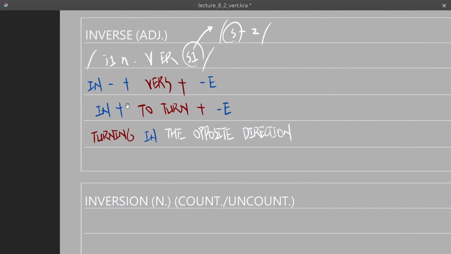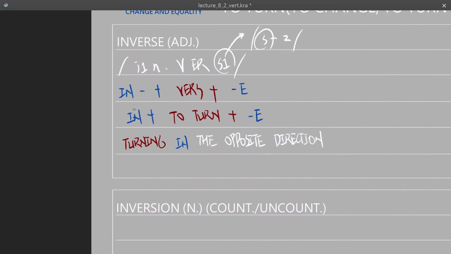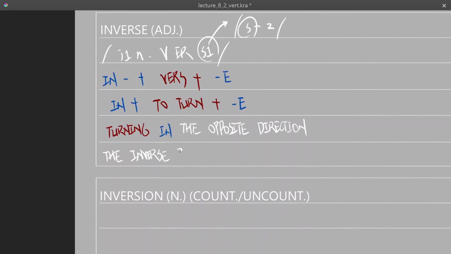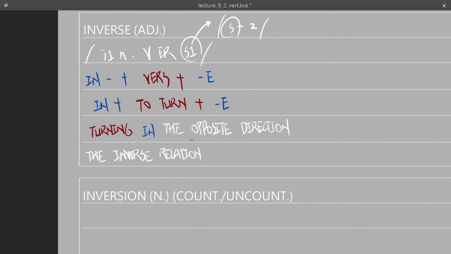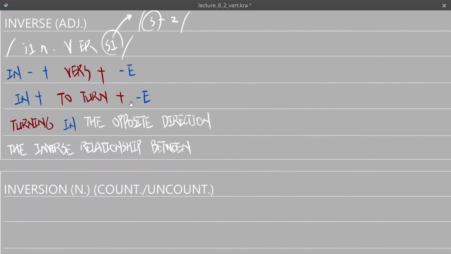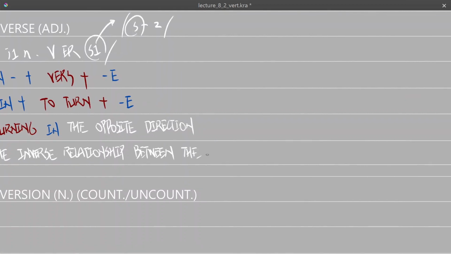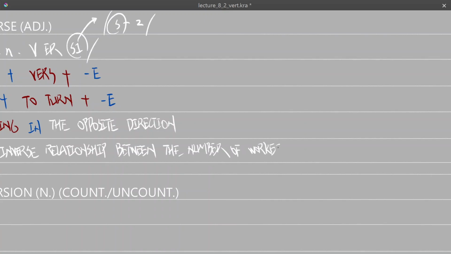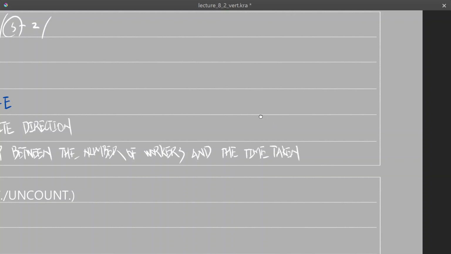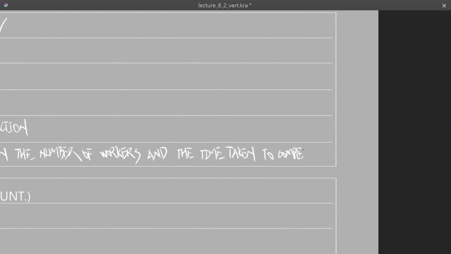Turning the opposite direction. So for example, we have the inverse relationship between two quantities, two numbers, or two concepts. For example, the inverse relationship between what? Let's say the number of workers and the time taken to complete a job.